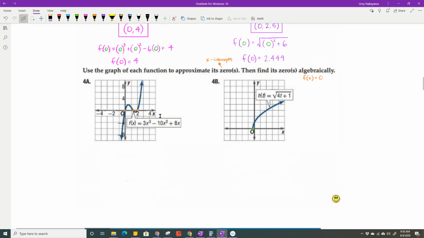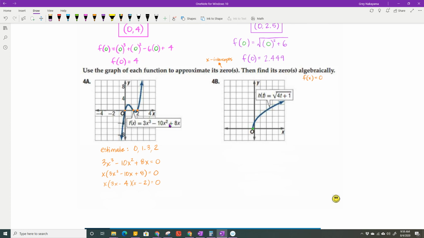So I'm looking for the x-intercepts. I put the orange dots on this one. And so it looks like I have 0, 1.3 maybe, and 2. Okay, those are my estimates. So now I'm going to go solve that. I'm going to take my function, 3x cubed minus 10x squared plus 8x equal to 0. And I'm going to factor. First, I'm going to factor a GCF. And then I'm going to remember how to factor trinomials. And if you need help, come see me. I'll be happy to help you with that.